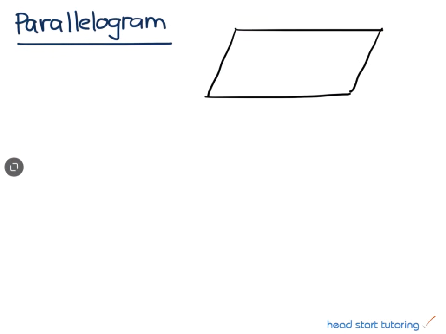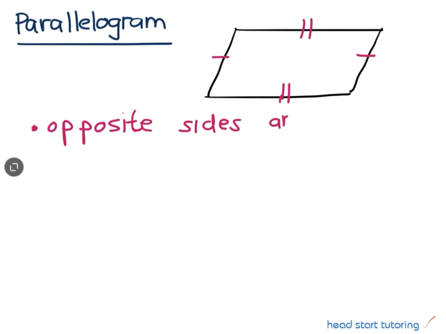Right, we are going to be having a look at a parallelogram. So our parallelogram looks a bit like a slanted rectangle. So just like with our rectangle, our opposite sides are equal. So that is one of the properties of our parallelogram. The opposite sides are equal.